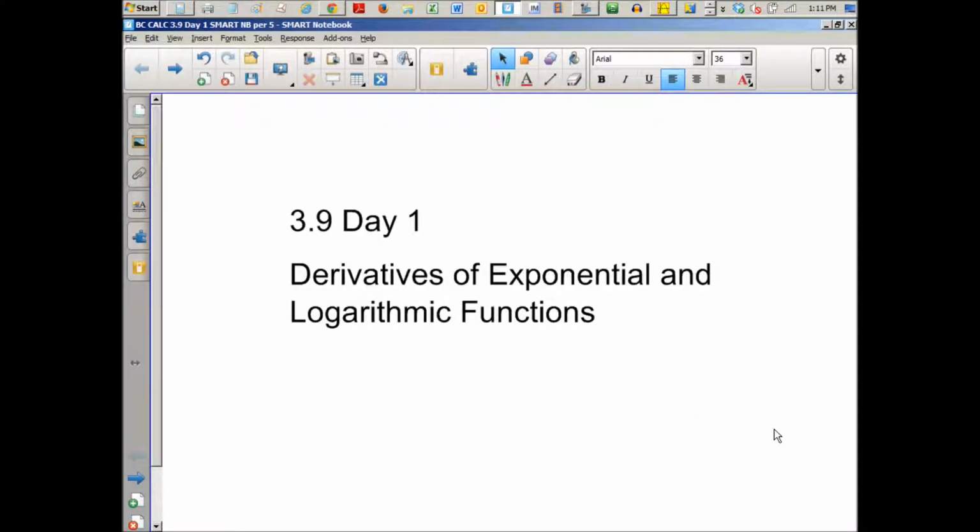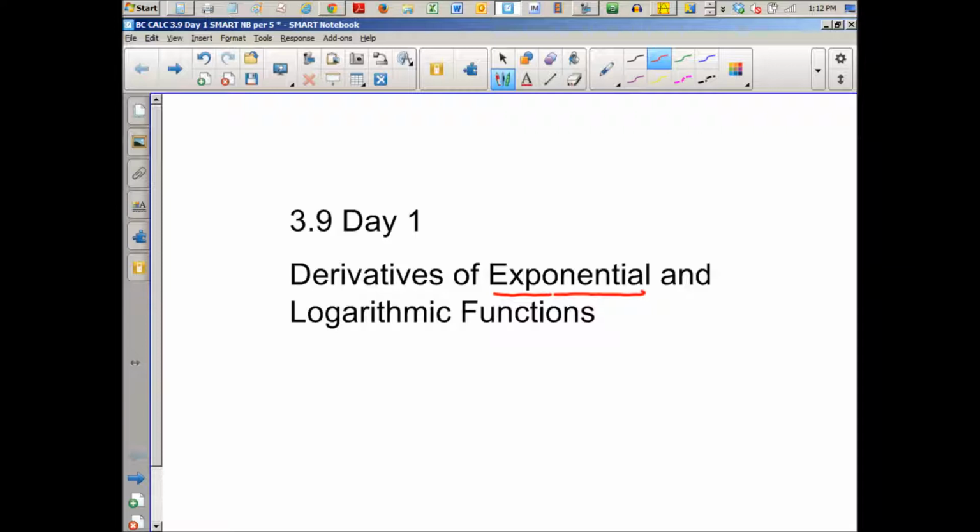Okay, so today is 3.9, day 1, and it's derivatives of exponentials and logarithmic functions, with an emphasis on exponentials today. Monday, you will do probably the hardest derivative problems that we've seen all year long, and I think you'll like it too, because it's not that hard, but they are the hardest ones. So that means you guys can handle just about anything after this section.